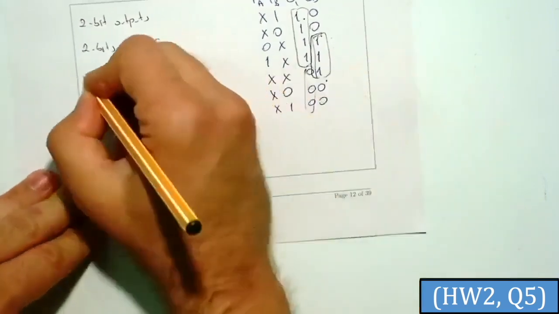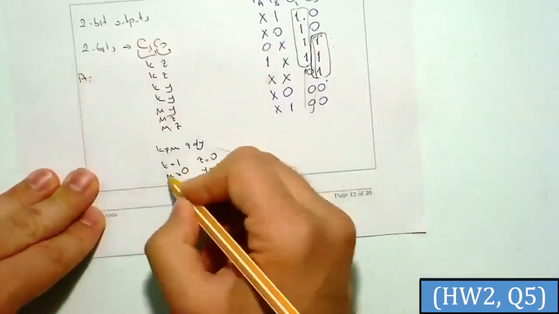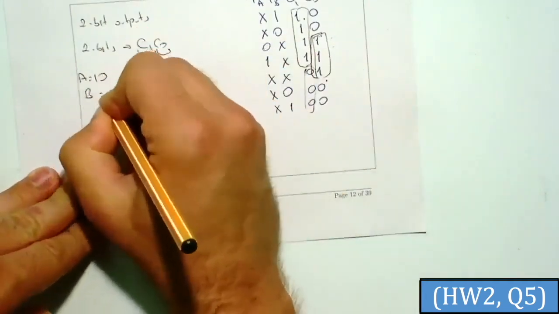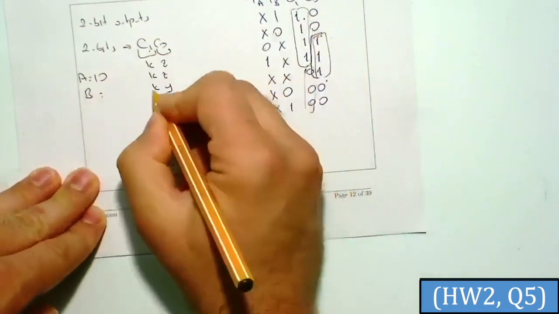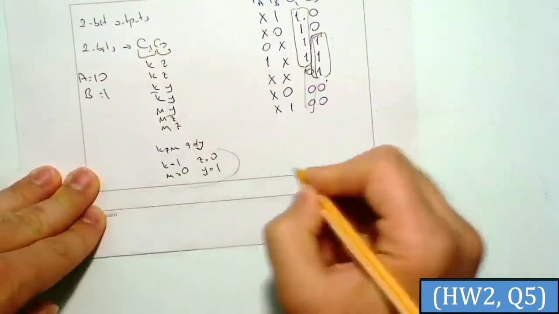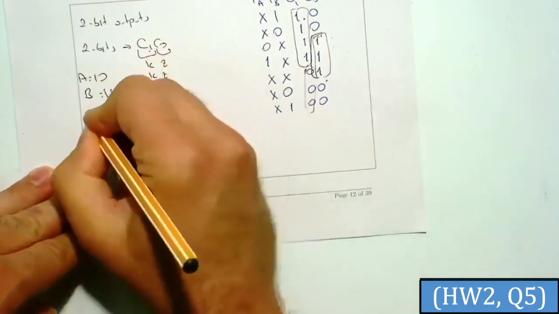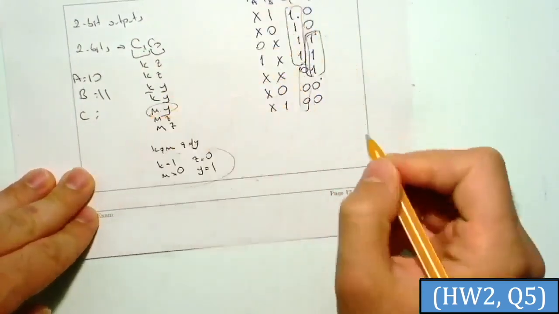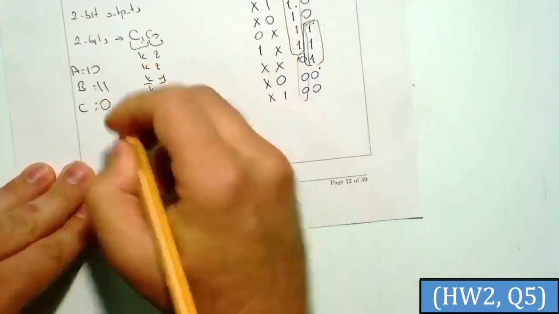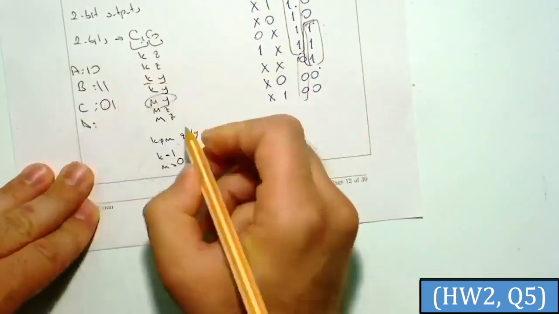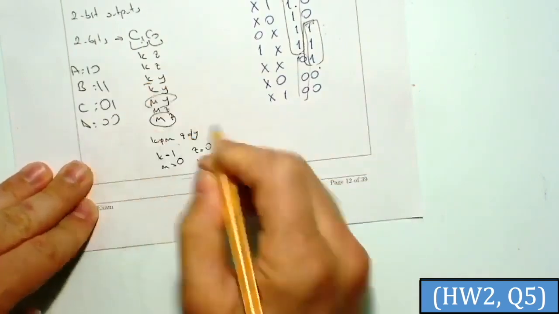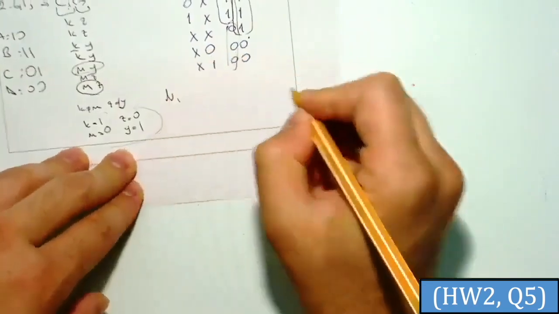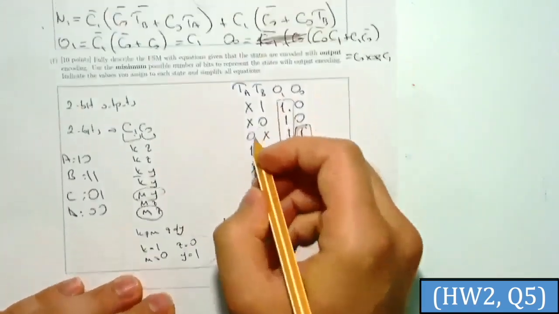All right, then let's represent A as 1, 0. B means K1 and Y1. C means I have M here, 0, right, 0, 1. And D here, I have M, 0, 0. Okay? So let's write it in that sense.